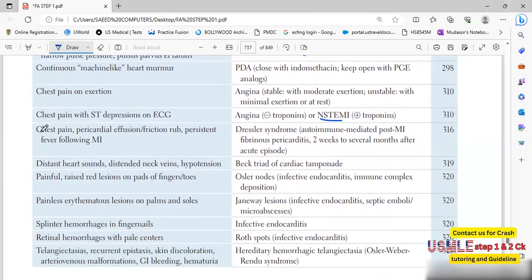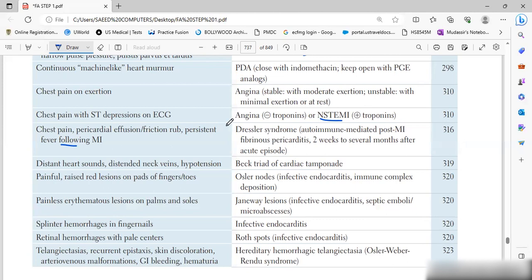Then there is chest pain, pericardial effusion, friction rub, that is a triphasic rub, and chest pain that is relieved after leaning forward, persistent fever after MI, and diffuse ST elevation in all leads. That can be Dressler syndrome. It can occur months after MI. It can also be acute pericarditis. If it occurs right after MI, it can be post-MI pericarditis.